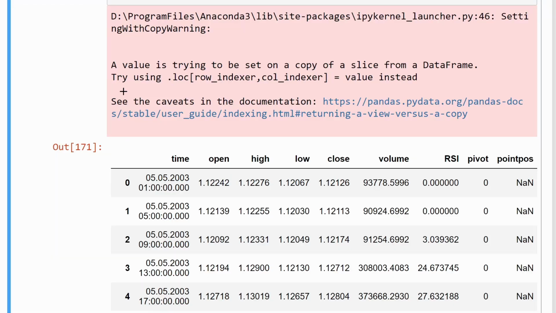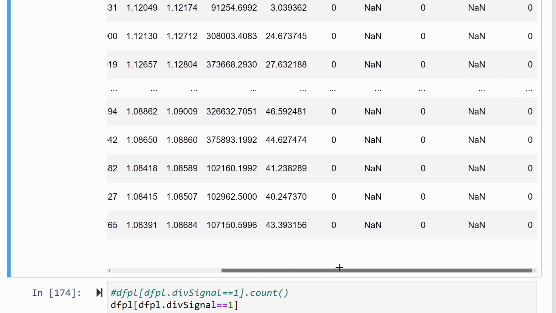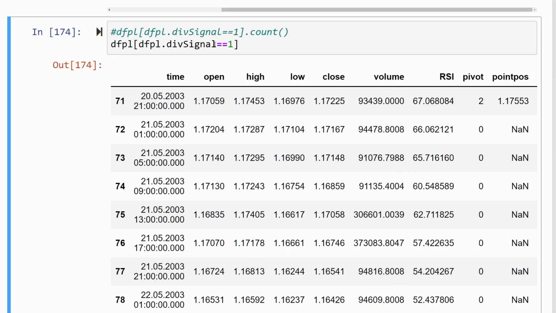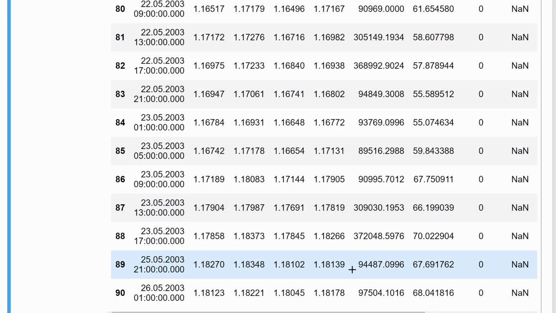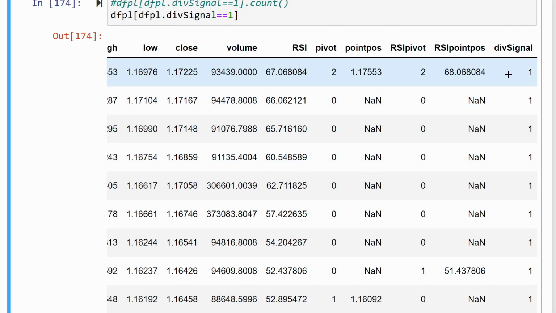And we can run this and check what it's providing in terms of data. So we should have at the end the divergence signal for each row. The visible signals are 0 for the moment, but definitely we have different values in our data frame. We can check it out by filtering, for example, all the signals where it's equal to 1. Let's go to the end. So these are all the 1 signals.